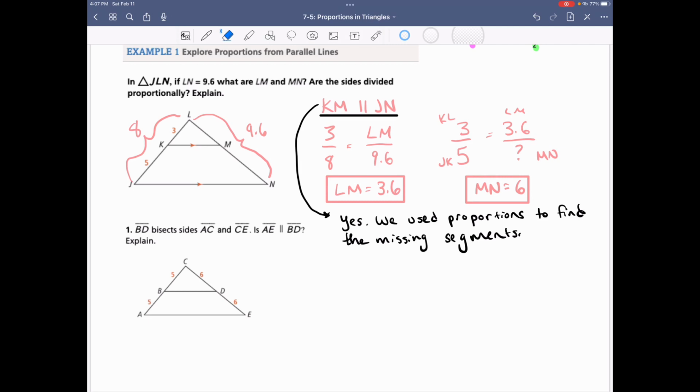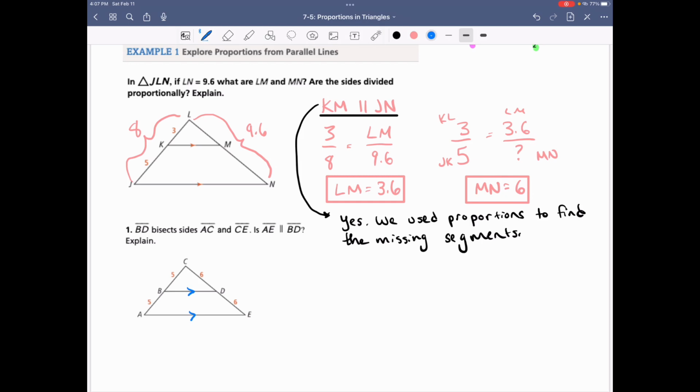Is side AE parallel to BD? And the way that we would show that as parallel is on those lines, AE and BD, we would draw arrows. And that's our question. Are they parallel? Well, if the sides are proportional, then it would be parallel.